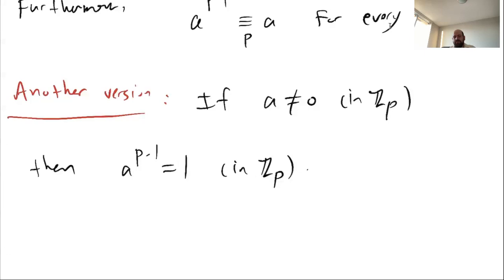Assuming that P is not 2. But other numbers to power P minus 1 are not 1, right? So for example, let's say if P is 5 and A is 4, 4 to power 4 is not 1, of course. Or 3 to power 4 is not 1. But when I change my universe to ZP, when all my calculations are mod P. So what's the meaning of changing universe to ZP? Means if all my calculations are done mod P, then any number to power P minus 1 equals 1, of course, except 0.